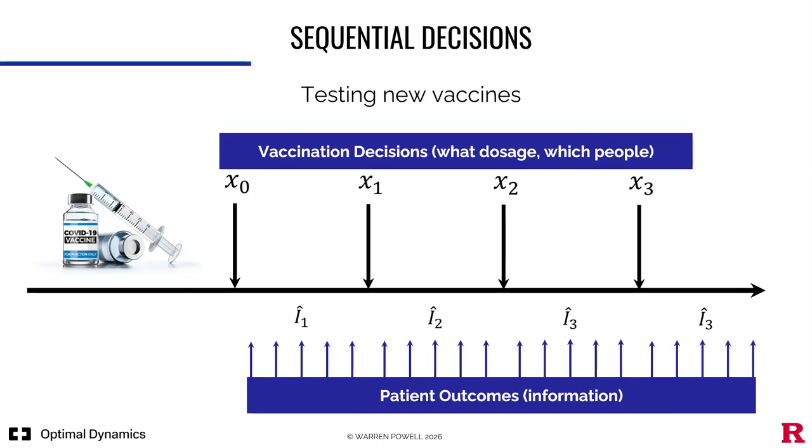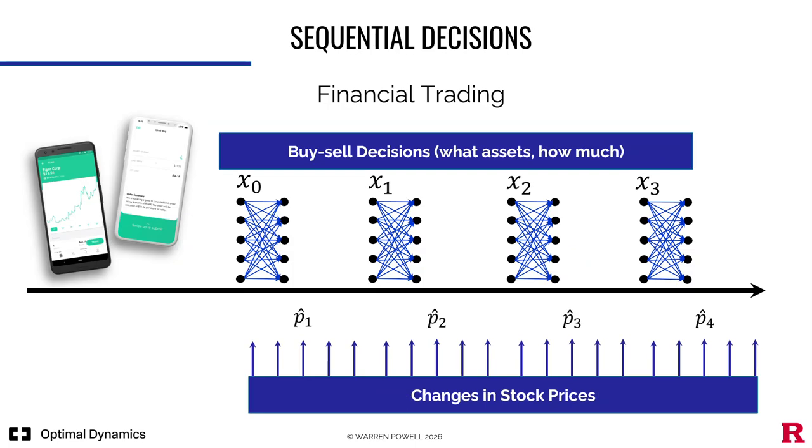Maybe I'm testing new vaccines, and the decision is what dosage and which people to administer it to, after which I see how people respond to the dosage and which people are willing to be vaccinated. And in financial trading, I have to decide what investments to invest in, after which I see changes in prices, and then I make more decisions.